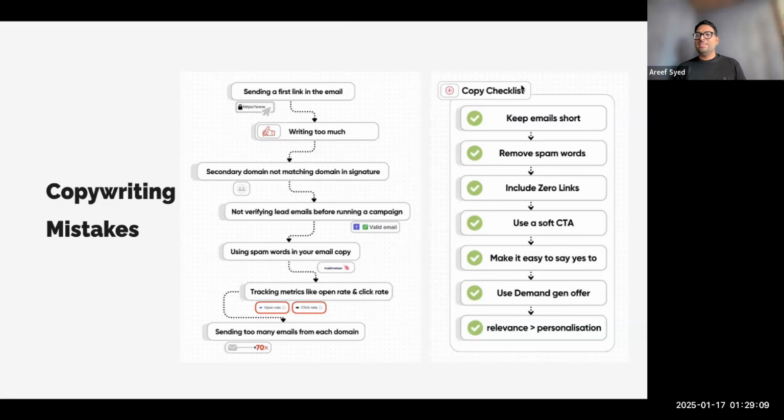So using softer CTAs is a great way to go. Instead of directly asking for a meeting, show them the value. I'll tell you how the offer should look in the next slide, but use softer CTAs. And make sure that these emails are relevant for the people that you're reaching out to. Today we focus a lot on personalization, but making sure that it is relevant is more important than personalizing the email. And how do you make it relevant is by qualifying your TAM and identifying only the set of people that are most relevant to you.